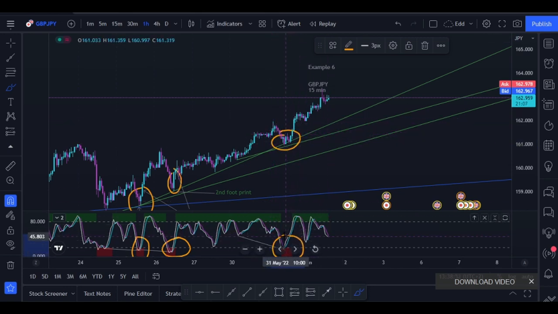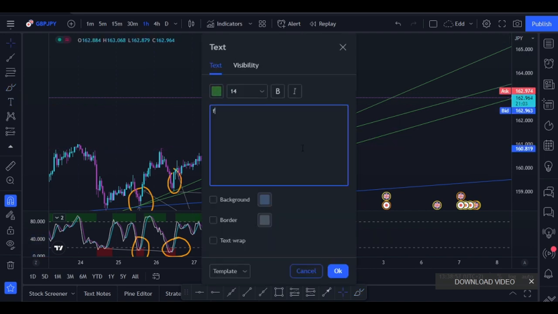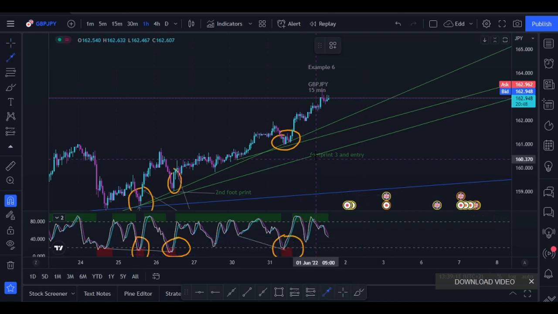And mind you, this is on the 1 hour, and if you're doing this and dropping some crazy lots, oh my god, you would just be laughing to the bank. Right there, footprint 3, entry and entry.